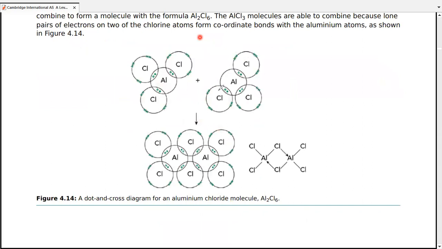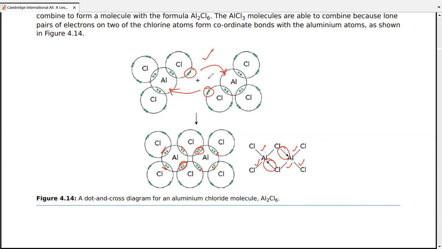So there you can see what would happen: this would be donated to this, this would be donated to this simultaneously. Hence, you would see dot cross, dot cross, dot cross, but dot dot, and cross cross. That represents the coordinate bonds. You would see three straight lines, telling you they are covalent bonds. And then you would see a dative bond here and a dative bond here, and they are directed in opposite directions, as I explained over here.